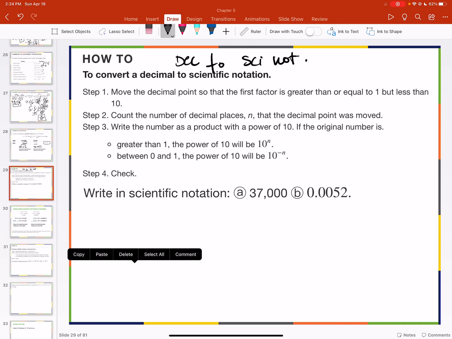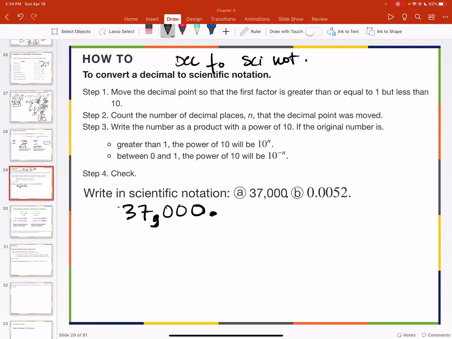Okay, so let's say here, for A, I have 37,000, and then here's my decimal, right? Anytime there's a whole number, the decimal is right there, even if we don't write it, we know it's there. So if I want to write this in scientific notation, I have to move my decimal until it's 1 digit away, so I need to move it 1, 2, 3, 4 spaces. That gives me 3.7. And I moved it 4 spaces, so that's 10 to the 4th power.